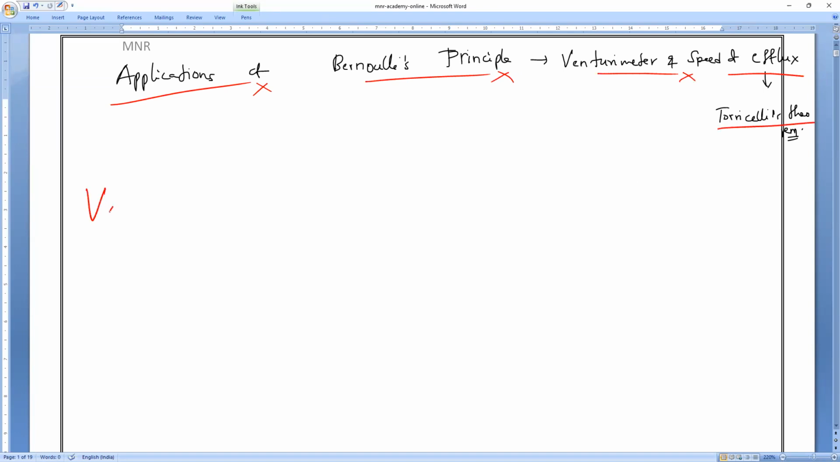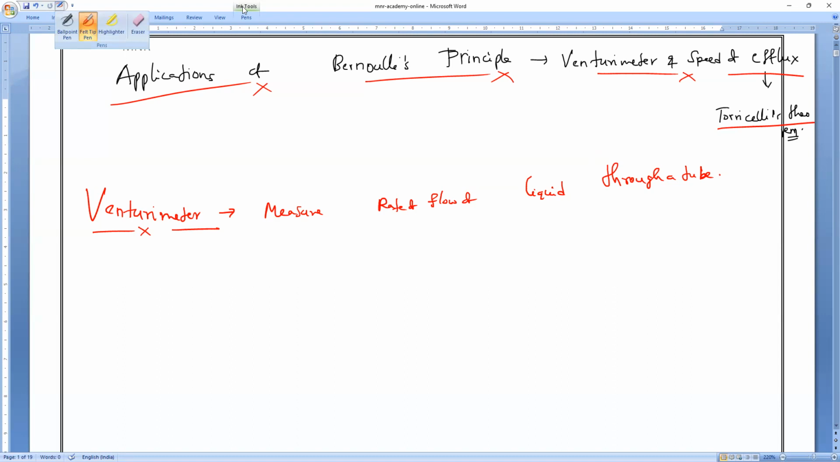So we'll go with the first one, the Venturimeter. What does Venturimeter mean? It's a device, a simple machine, which is used to measure the rate of flow of a liquid through a given tube. That is what we call a Venturimeter.